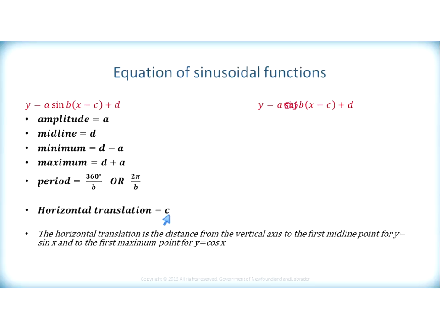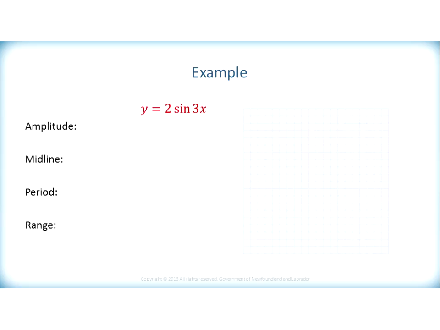Now this is very tricky. It's going to help us match some graphs in a few minutes. The horizontal translation is the distance from the vertical axis to the first midline point that is increasing for sine x, but it's different for cos x. It'll be the first maximum point for cos x. So this is very tricky, and we're going to look at this in a few minutes in some examples.